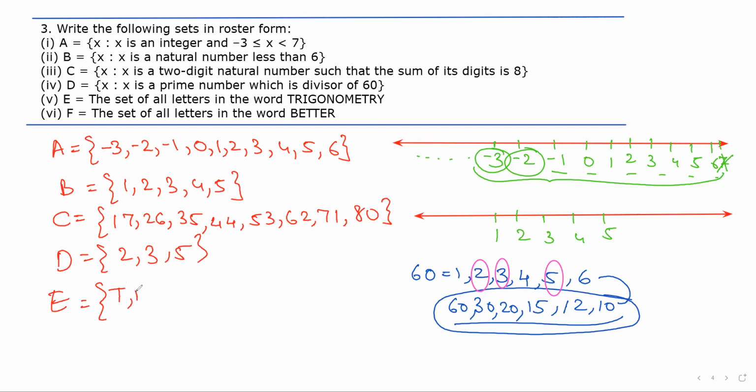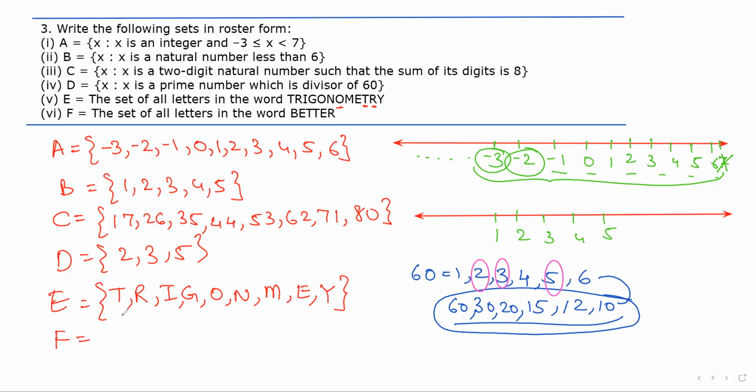R, I, G, O, N. Again, the second O is the first repetition, so we need not write it because we've already written it. Then you have M, E. T is the second repetition, R is the third repetition, and then you have Y. So these are the elements of the set. All you have to do is write the letters of this word.